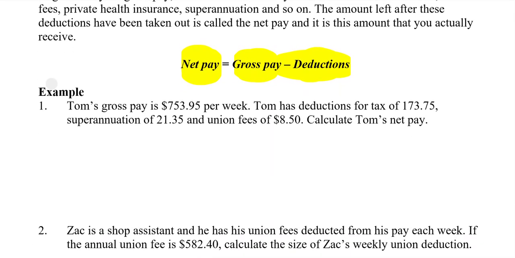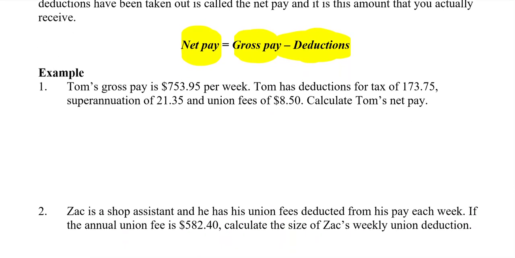Tom has a gross pay of $753.95. Tom has deductions of $173.75, also $21.35 of superannuation, and union fees of $8.50. What is Tom's net pay? That is, how much is he going to have left? He started with $753.95, and we have to take away all of his extra costs.